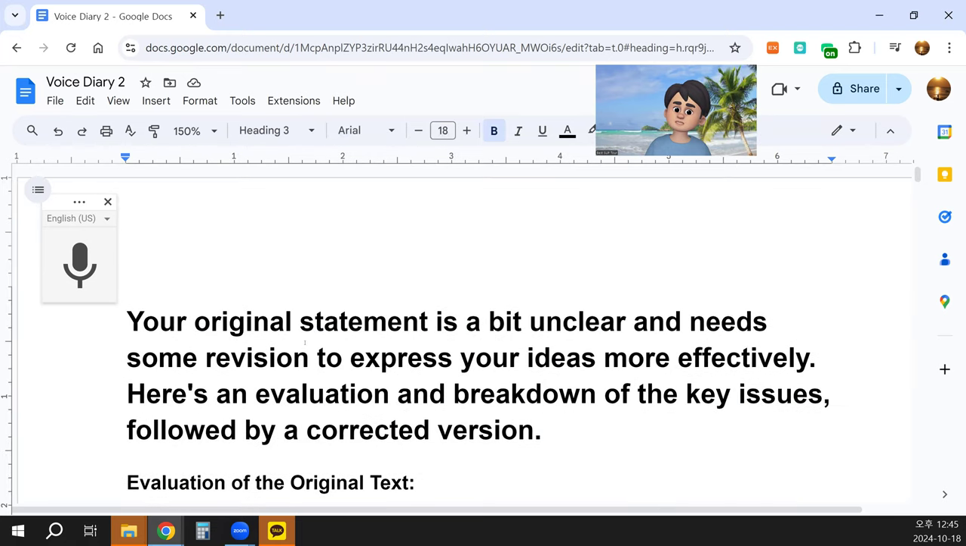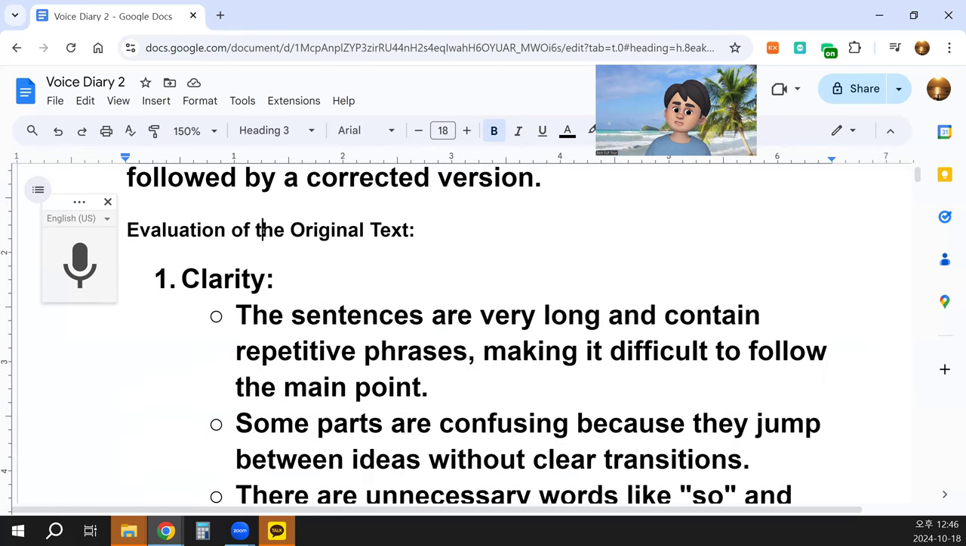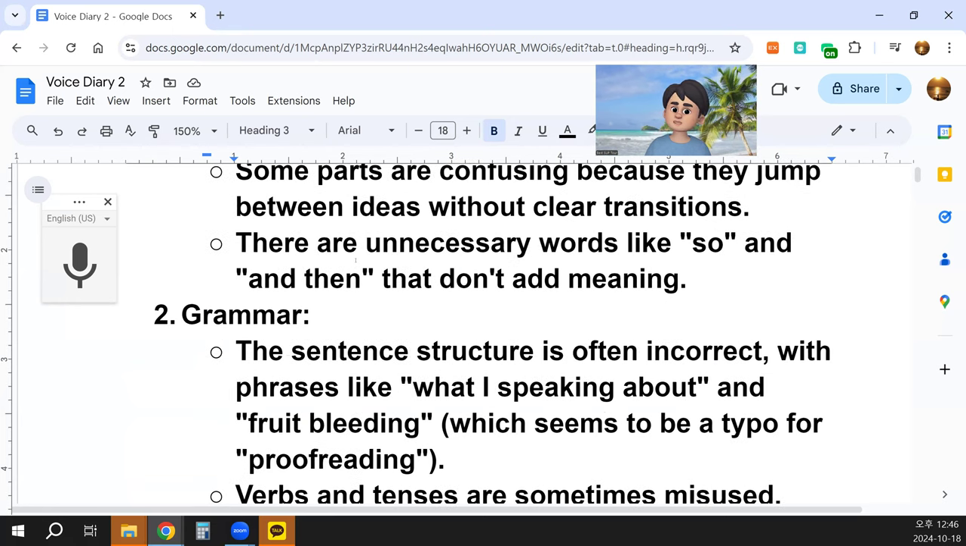The original statement is a bit unclear and needs some division to express your idea more effectively. There's an evaluation and breakdown of the key thoughts, followed by a corrected version. The sentences are very long and contain repeated phrases, making it difficult to follow the main point. Some passages are confusing because they jump between ideas without clear transition. There are unnecessary words like "so" and "then" that don't add meaning.